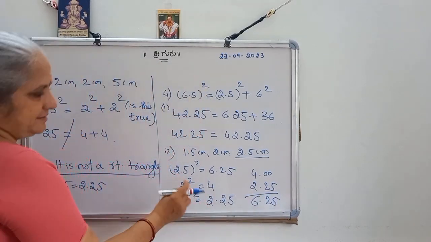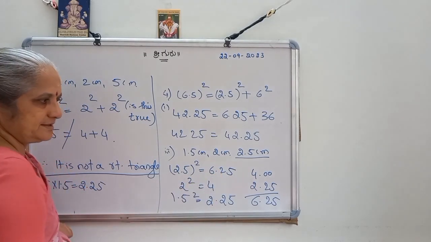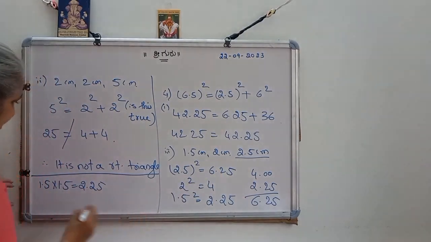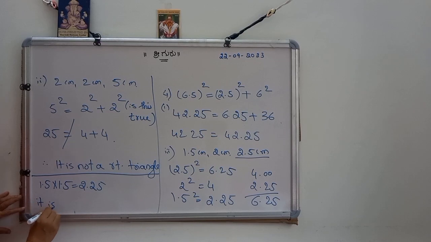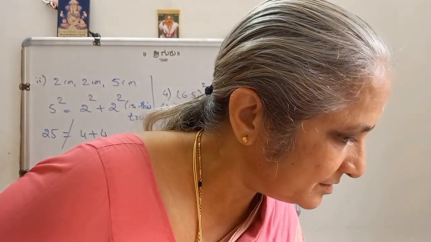Yes. Sum of the squares of these two sides is equal to the square of the third side. Therefore, it is a right triangle. Okay. Now try the fifth one.